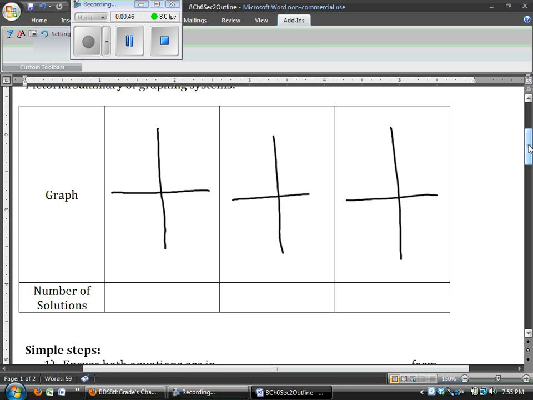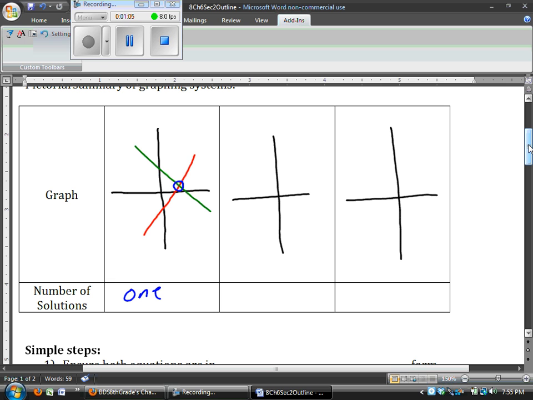So if we have a graph where our two lines intersect, something like this, right there is our solution. Okay, we'll have one solution. That point gives us an x value and a y value, and those two are going to be our solution.